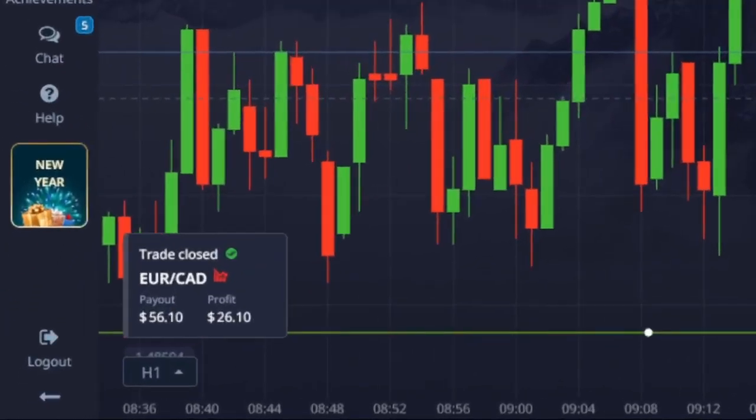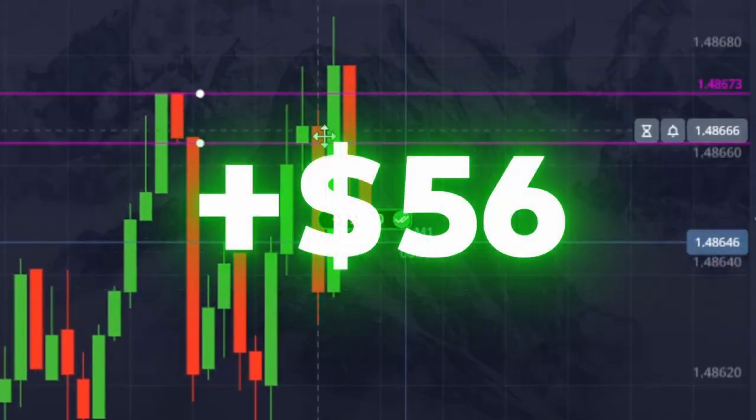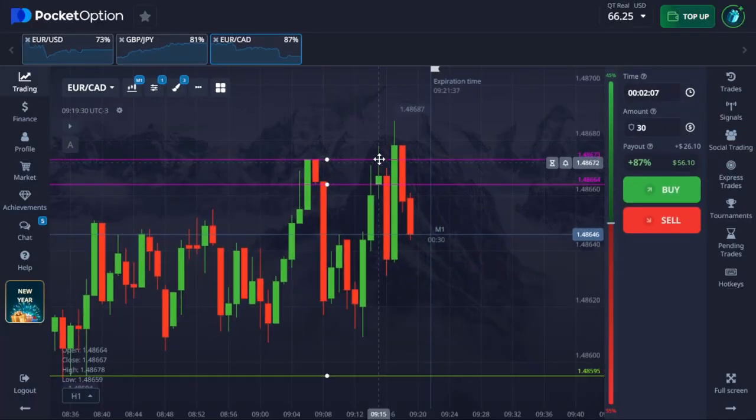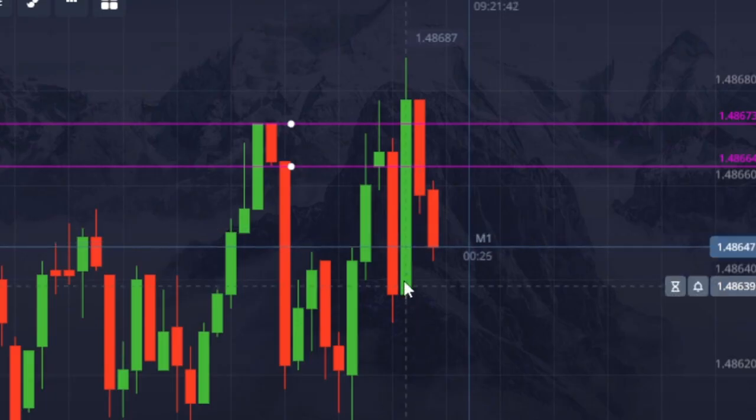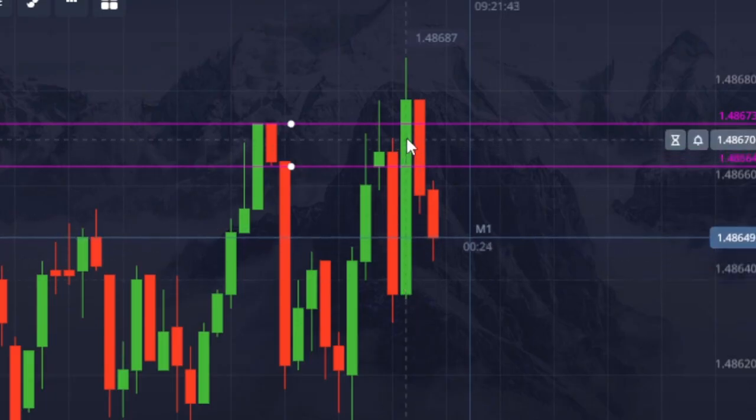Position 1 in EUR/CAD, guys. This is our second successful trade, $56. I didn't expect this candle to act this way, but it clearly gave us a pullback. I could have entered at a higher point.